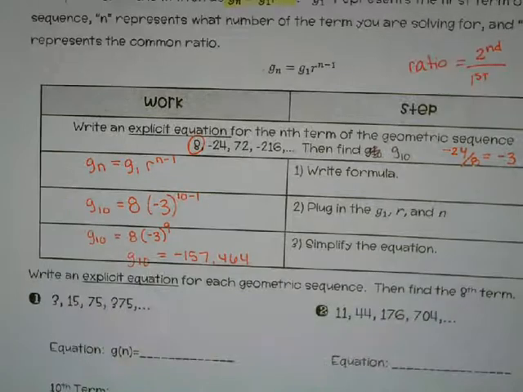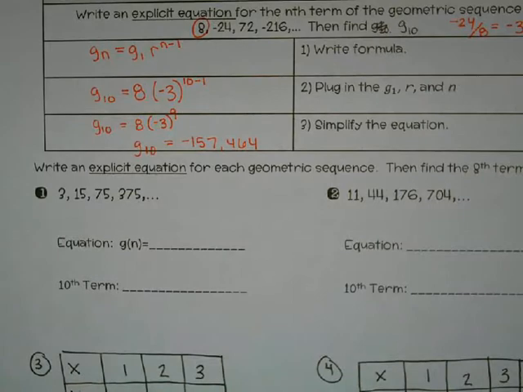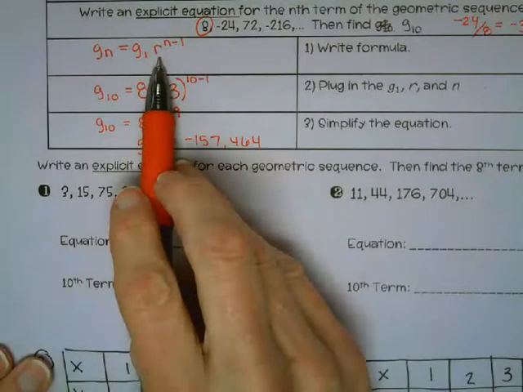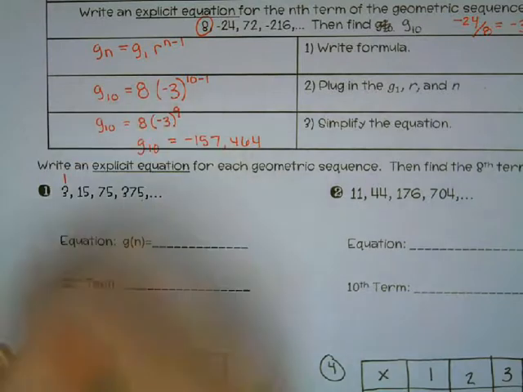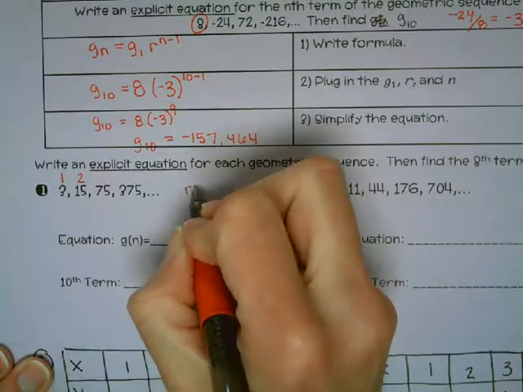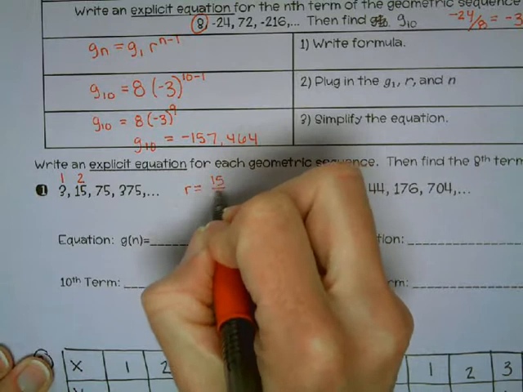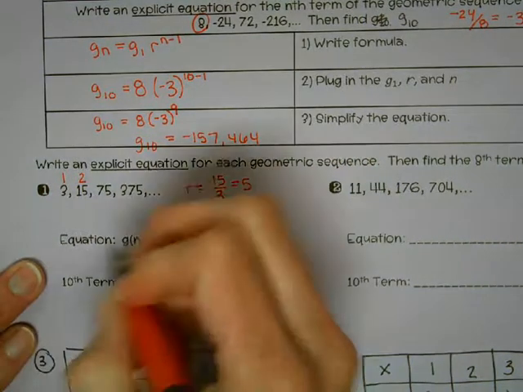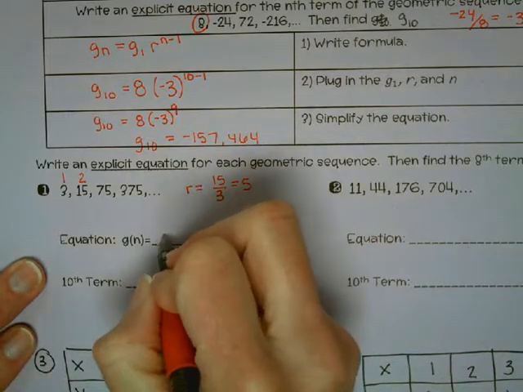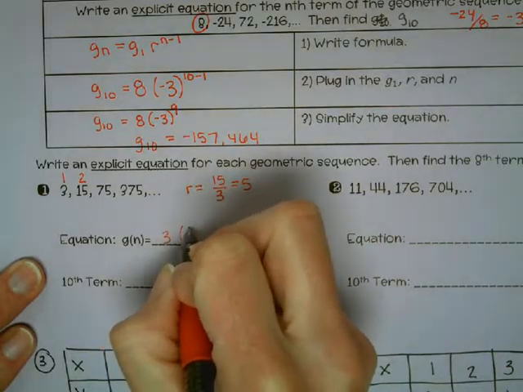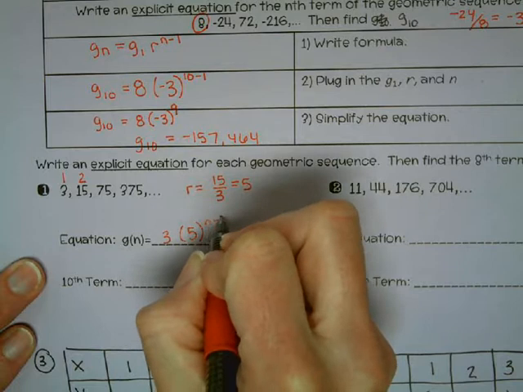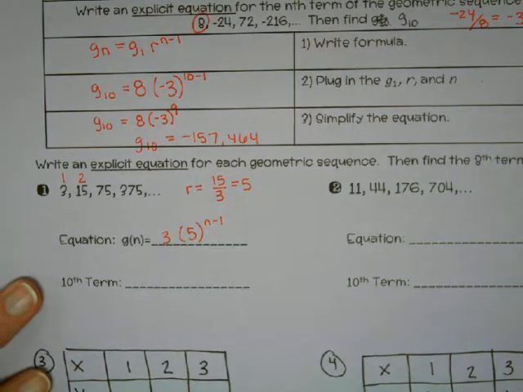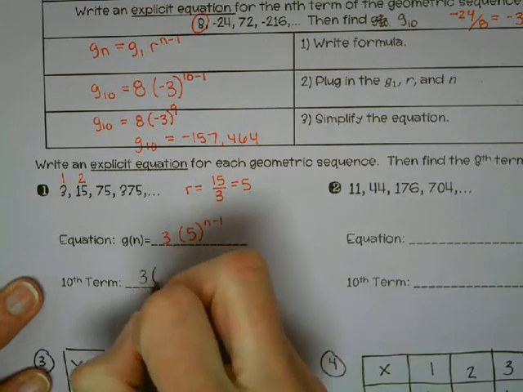Alright, write an explicit equation for each geometric sequence. Explicit is this one right here, so we need to know the first term and we need to know the ratio. So we know the first term is 3. To find the ratio, we're going to take 15 divided by 3, which is 5. Okay? So your equation would be G1, which is 3, times the ratio to the n minus 1. This one specifically wants to know the 10th term, so we'll replace that n with a 10.